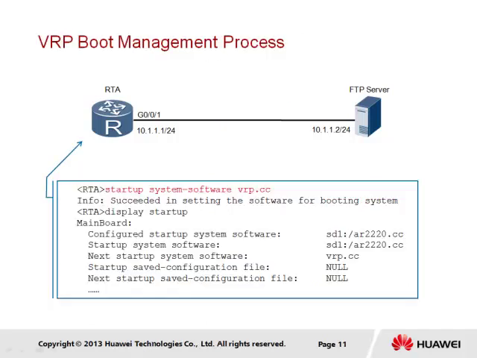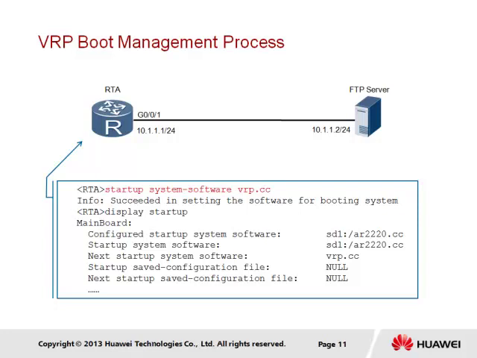The retrieval of an image file, as we have seen performed with both FTP and TFTP and represented by the .cc extension, should now be present within the storage of the client device, which in this case is RTA. In order for the new image to be used, however, it is necessary that the new image be specified as the image for next startup. The vrp.cc file that was retrieved from the FTP server is now shown as being set to be the image for use during the next startup, using the command startup system-software followed by the image name and extension.